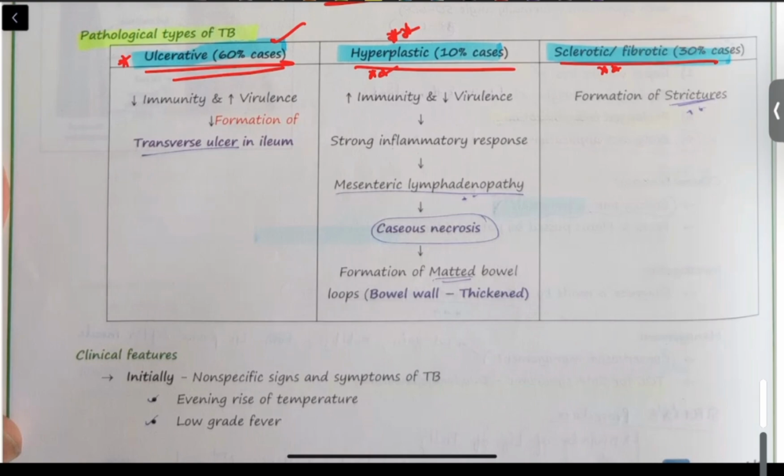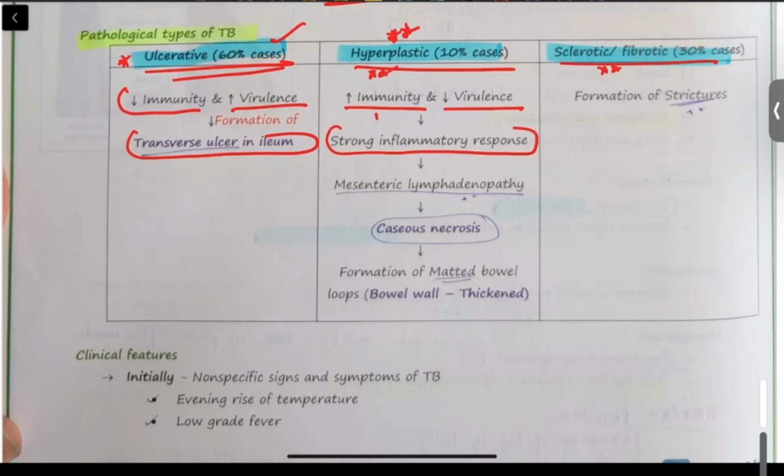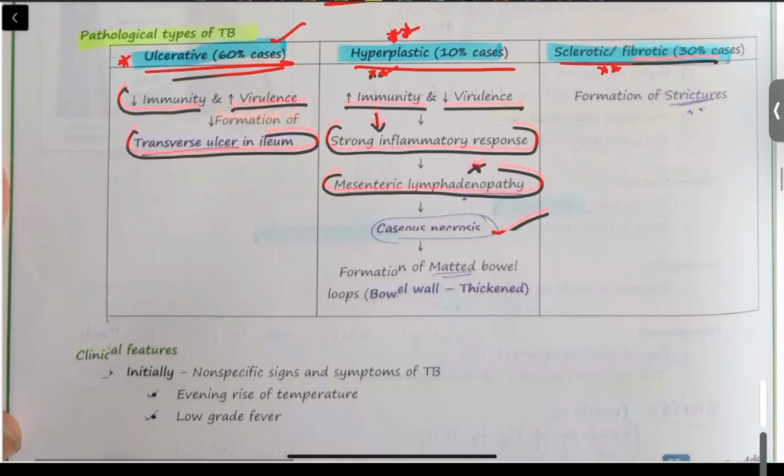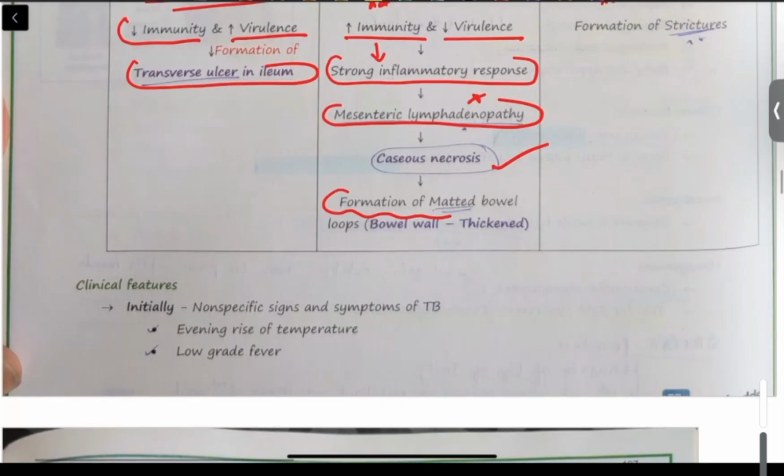In the ulcerative type, usually there will be decreased immunity and increased virulence, which will lead to formation of a transverse ulcer in the ileum. In case of hyperplastic, there will be increased immunity and low virulence. Because of this, there will be a strong inflammatory response because of increased immunity, and that will lead to mesenteric lymphadenopathy, and there will be caseous necrosis leading to formation of matted bowel loops or the bowel wall is thickened.